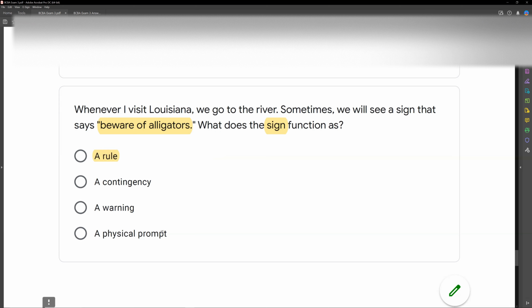It's not a physical prompt. We're not evoking anything. Okay, we're not physically prompting the behavior, right? And it's not a warning. It's a rule. This is the rule. The rule is to beware of alligators, and the sign functions as a rule.